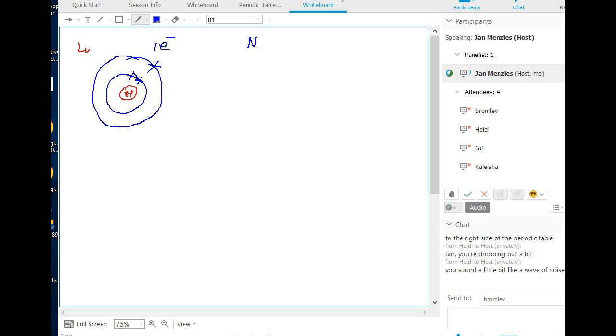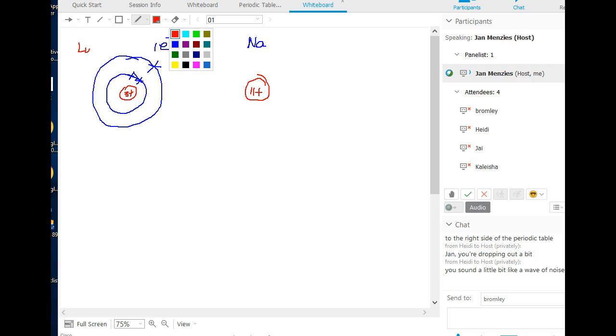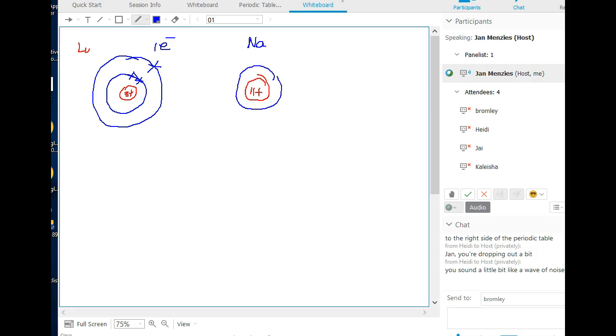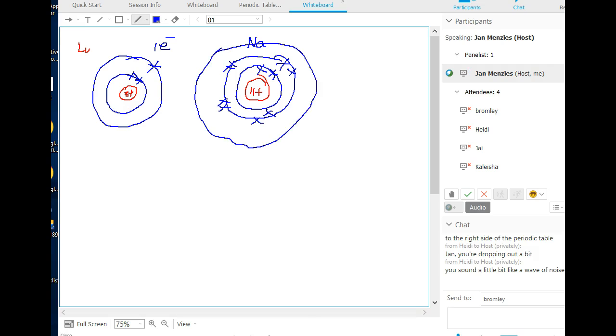Sodium is similar in that it's got 1 valence electron. So sodium is 11 protons in the nucleus. That means it's got 11 electrons. The first shell is full and stable with 2. The second shell is full and stable with 8. We're now up to 10 electrons in shells. So that leaves only 1 electron left. So here's my 1 electron.